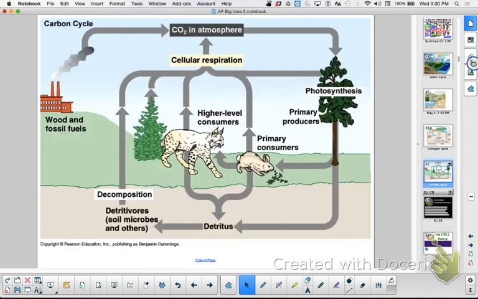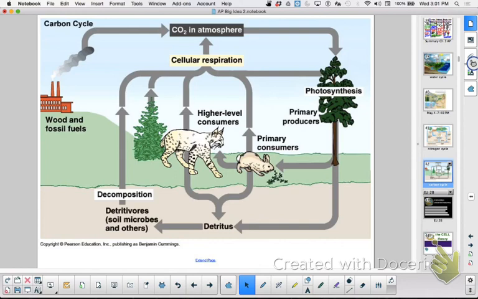Okay, and then last but not least, the carbon cycle. We've reviewed that already, and we've talked about cellular respiration and photosynthesis. But what's the big concern on this cycle? Yeah, burning fossil fuels, right? All of these man can screw up.